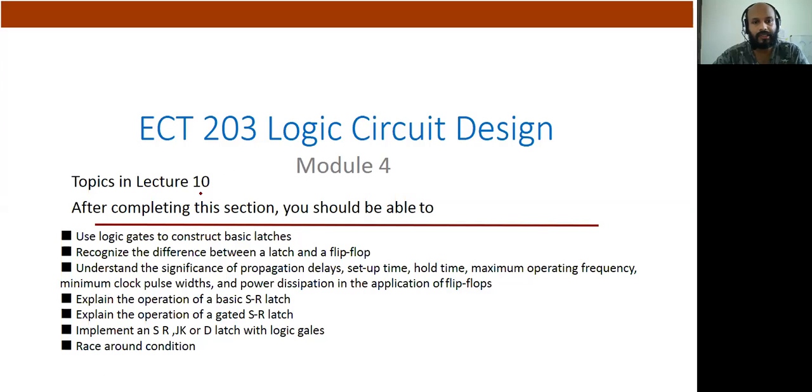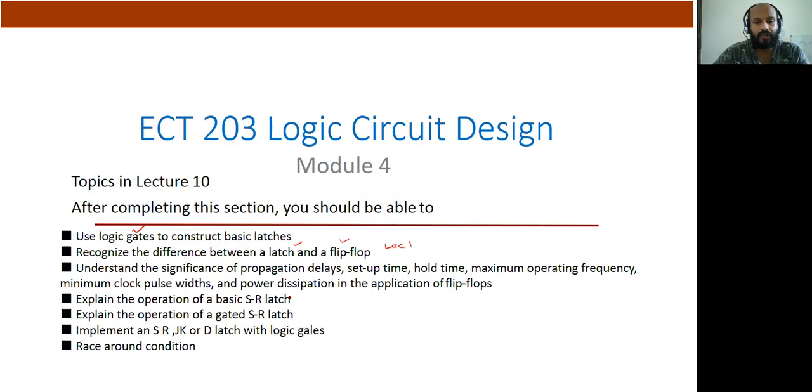So in lecture 10, we will discuss mainly how we can construct latches or flip-flops by using logic gates. Also, we'll discuss the difference between latch and flip-flop. We already discussed all these topics, the basic idea, in lecture 1 itself. Now, after that, some of the characteristics of flip-flop called propagation delay, setup time, hold time, etc., and different parameters that we use in flip-flop.